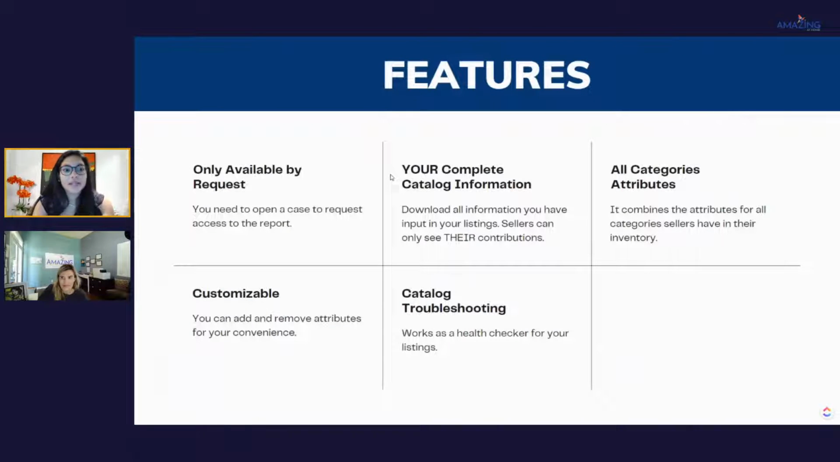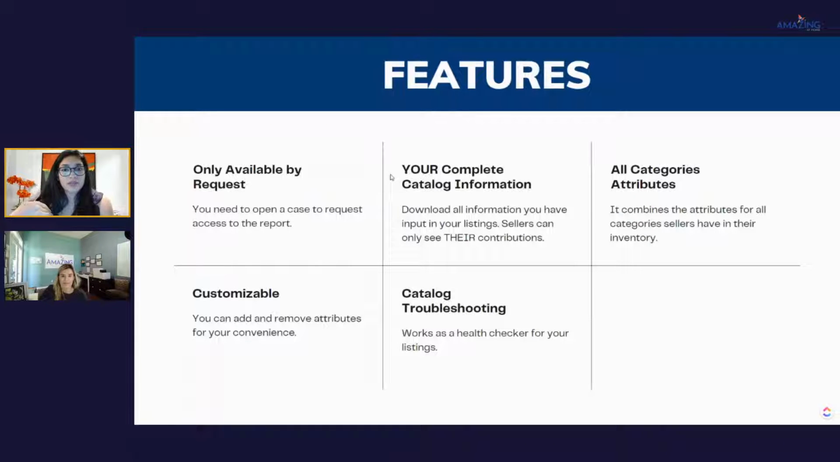So to explain a little bit, it's only available by request. Yes, you need to open a case with seller support and request them to give you access to the category listing report. You can do it via email or phone call. They really don't take long to give it to you. It's maybe 10 minutes after you request, you will already have access.